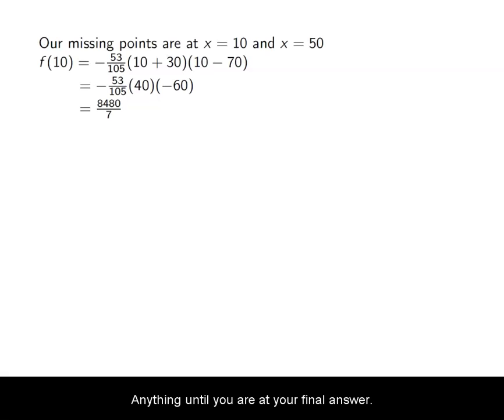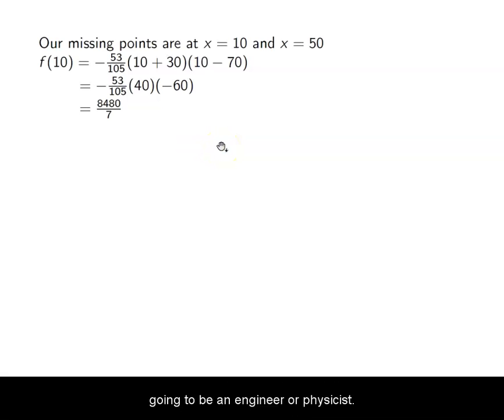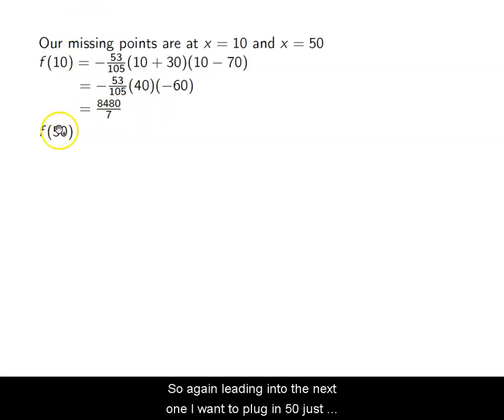final answer. Okay. Otherwise you get a rounding error, which can become a huge problem, especially later on in later math classes. We actually have some sections here in this course where if you're rounding things, you're going to have a bad time, and you're definitely going to get the wrong answer. So make sure you're using exact values. Okay, it's a good habit to pick up right now, especially if you're going to be an engineer or a physicist. Okay, so again, leading into the next one, I want to plug in 50.